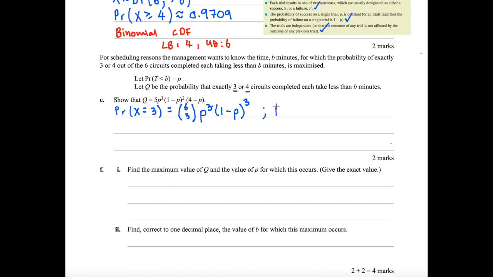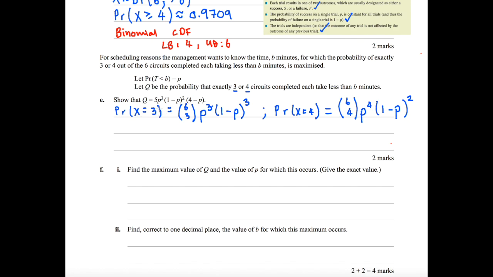The probability x equals 4. When we say the probability x equals 4, he completes the circuit 4 times in less than 25 minutes. So in this case, there's 6 trials still. We want 4 successes, so we raise P to the power of 4. And then the amount of failures we get is 1 minus P to the power of, well, if we had 4 successes, it must mean we had 2 failures. Or another way to think about it is we had 6 minus 4 failures, so we had 2 failures.